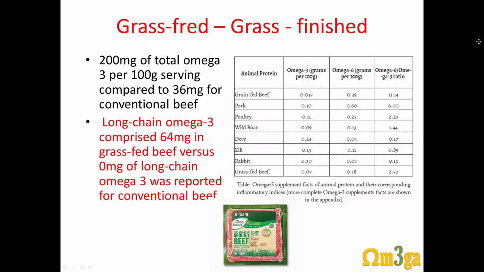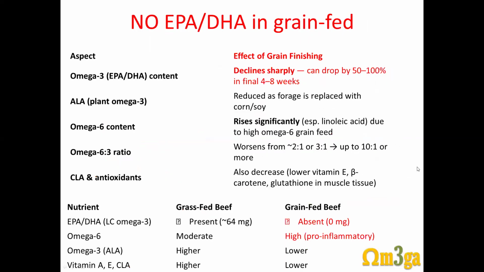So basically, the 200 milligrams of omega-3 disappear when you put a cow on a feedlot. And the average conventional beef still has some omega-3, but it can go down to 0. And that's what all the studies show. So especially EPA and DHA go to 0. So the declining percentage is very, very strong. And every week matters that a cow is put on a feedlot at the end of their cycle.